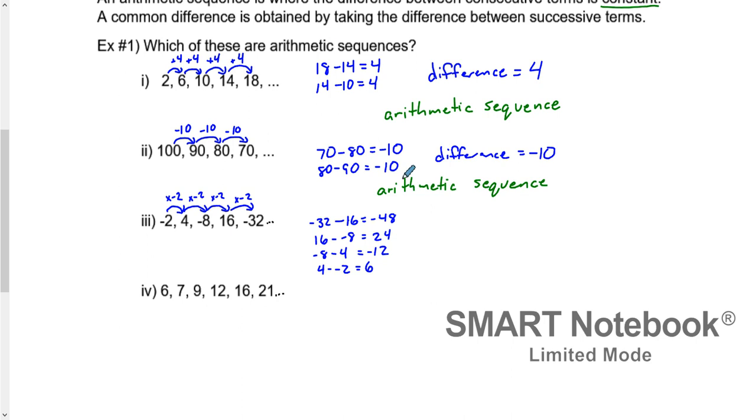This is not constant. Therefore, this is not an arithmetic sequence.